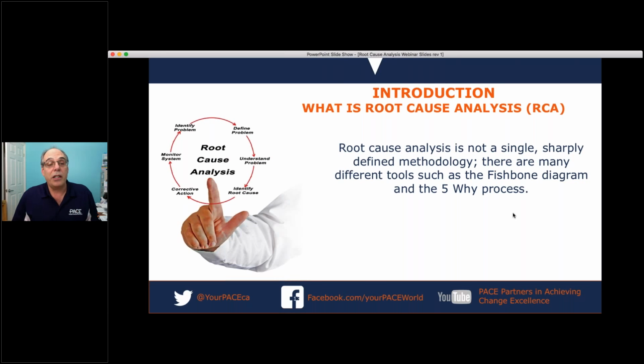So you can see root cause analysis is not just one step. It's not just a single sharply defined methodology. There are many different tools. Two of them we're going to show you today are Fishbones and the 5Y. If you look quickly at the diagram on the left, the big thing we have to do is make sure we define the problem properly, understand what that is, identify the root cause, and then we can get into corrective actions, monitoring and identifying any other problem we may have.